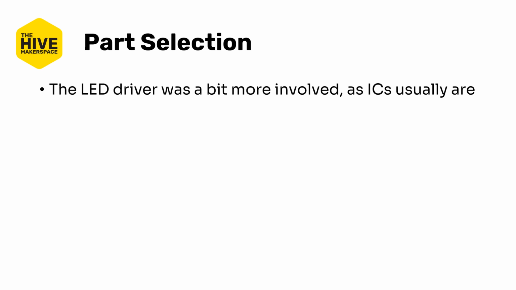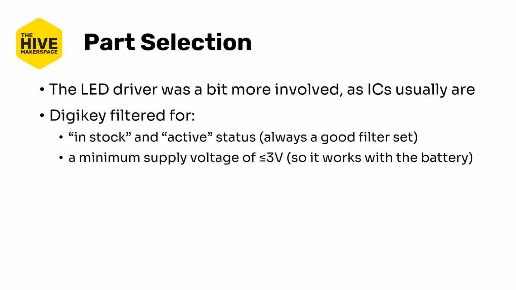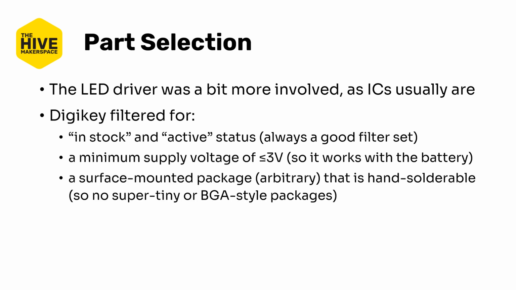The LED driver was a little bit more involved, which ICs normally are because they have more parameters. There wasn't one available at the Hive, so I DigiKey filtered for, in order: in stock and active status, which is always a good filter to set; a minimum supply voltage of less than or equal to 3 volts so that it worked with the battery; and a surface mounted package, which was an arbitrary decision, but one that was hand solderable. So nothing super tiny or BGA style packages, where BGA has the little balls underneath the plastic, which are impossible to solder by hand. Also no leadless packages like QFNs, if that means anything to you.